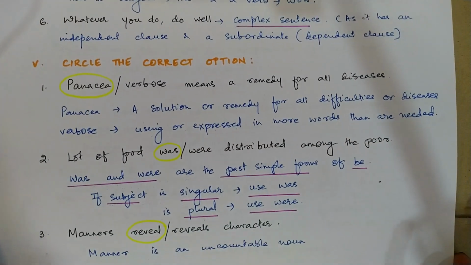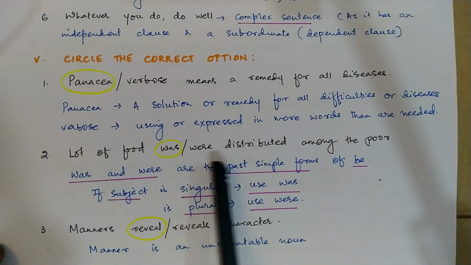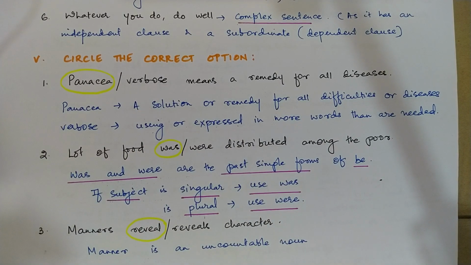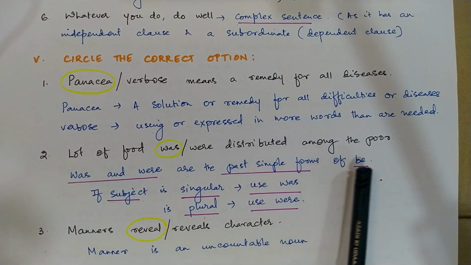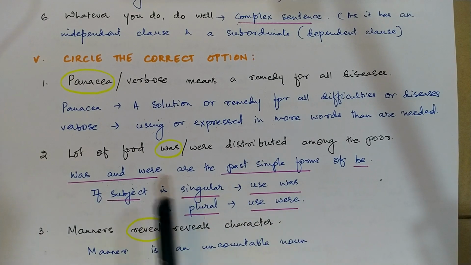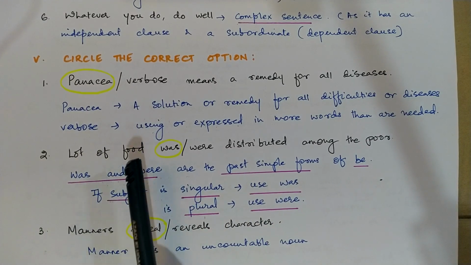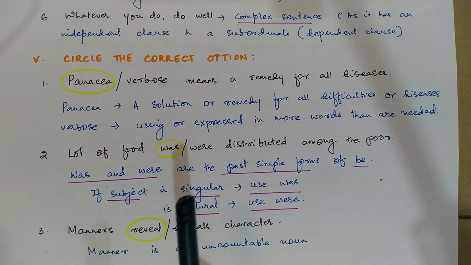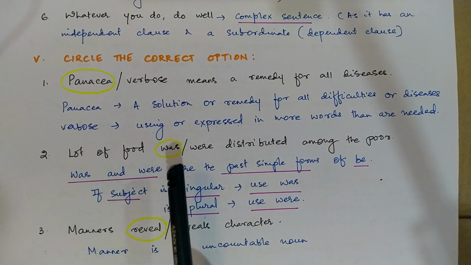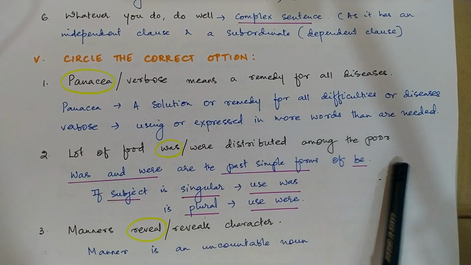Number 2. Lot of food was or were distributed among the poor. Now we need to understand where we use was and where we use were. Was and were are the past simple forms of be. If the subject is singular, we use was. Here the subject is singular, food is singular here. But if the subject is plural, we use were. So in this case, lot of food was distributed among the poor.